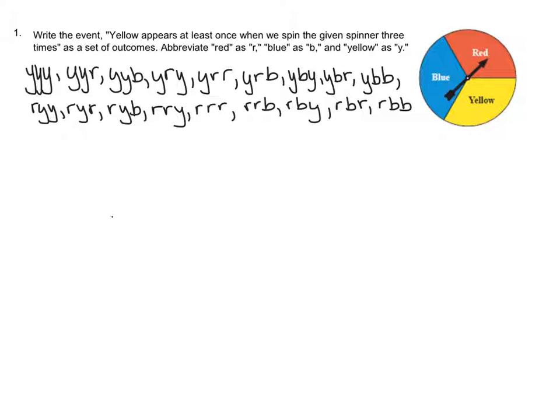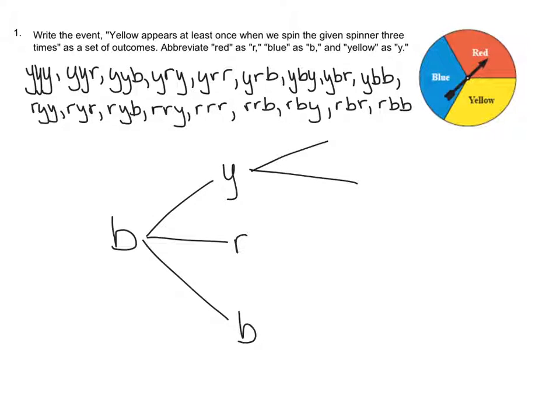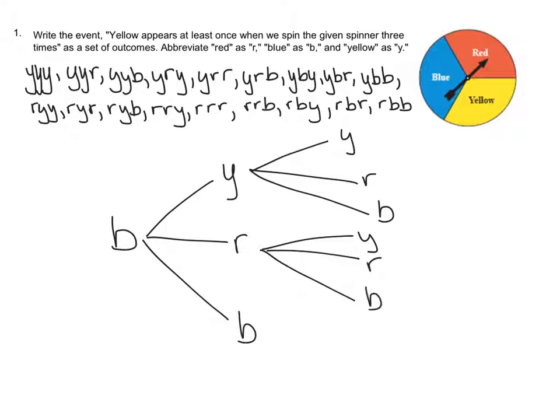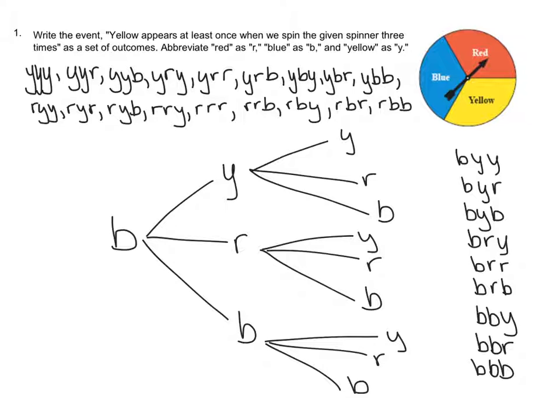So I'll create another tree diagram. I'm going to spin a blue, and from here I have 3 outcomes of either spinning a yellow, a red, or a blue. And then again I have 3 outcomes on my third spin, which is a yellow, a red, and a blue. Now I'm going to follow the branches and write each outcome. Okay, so I went ahead and wrote down all of my outcomes, as you can see here, for spinning a blue on my first spin. And I'm going to add these sets to the list.